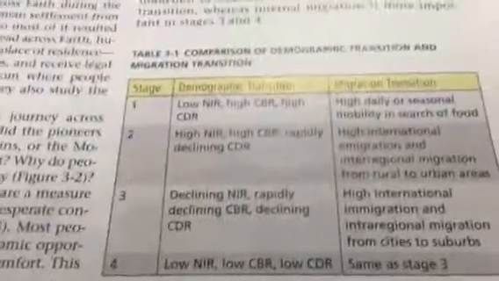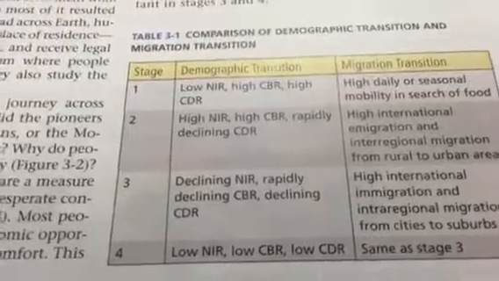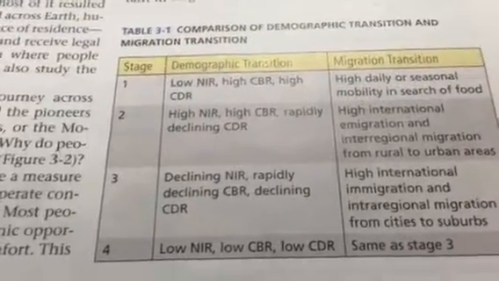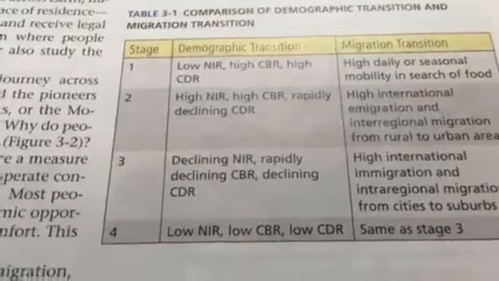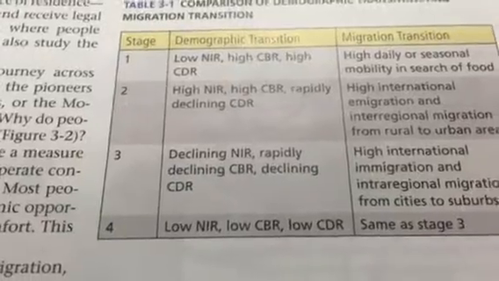First of all, we see stage 1. Zero countries are in stage 1, and the same thing is true in the migration transition. This is high daily or seasonal mobility in search of food. So this is like nomadic people who are looking all over the place for food. No countries are in stage 1, so we don't have to worry about that.